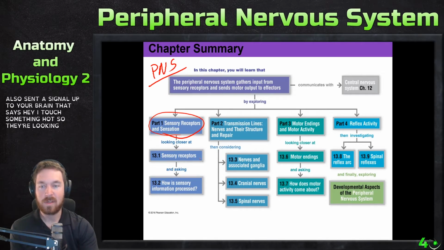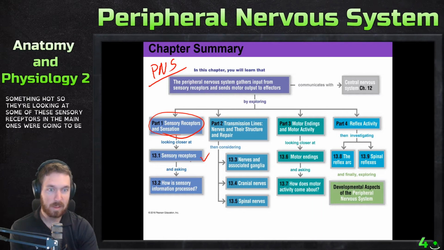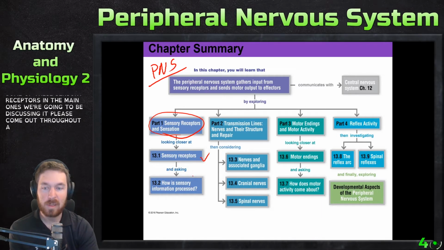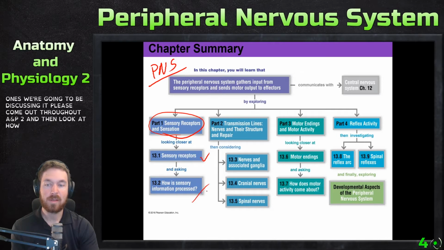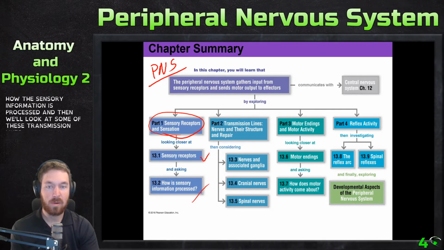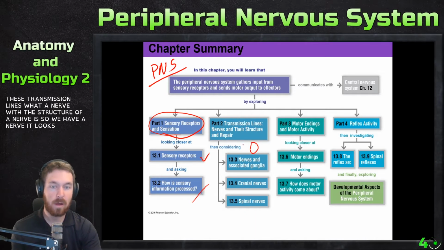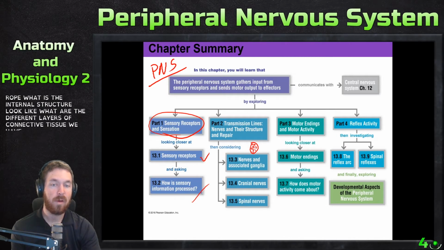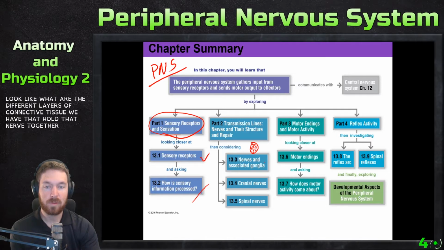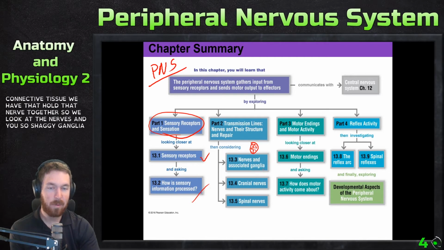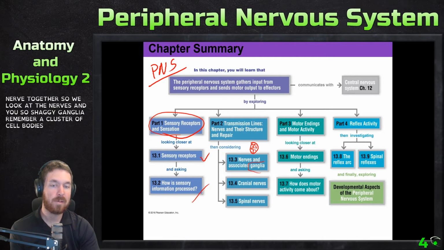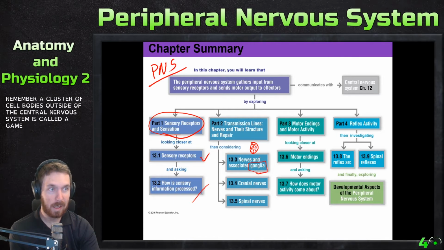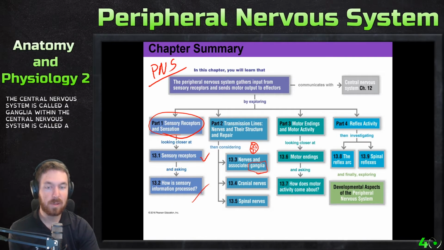We'll be looking at some of these sensory receptors, and a lot of these come up throughout A and P2. Then we'll look at how the sensory information is processed, and then we'll look at some of these transmission lines, what the structure of a nerve is. We have a nerve, and it looks like a rope, but what does the internal structure look like? What are the different layers of connective tissue that hold that nerve together? So we'll look at the nerves and the associated ganglia. Remember, a cluster of cell bodies outside of the central nervous system is called a ganglia. Within the central nervous system is called a nuclei.